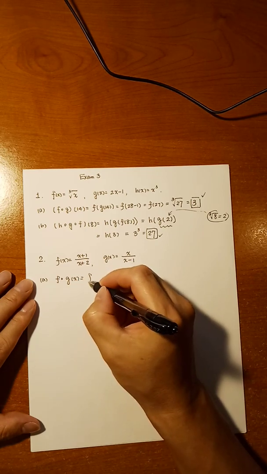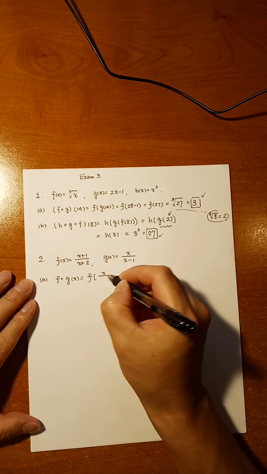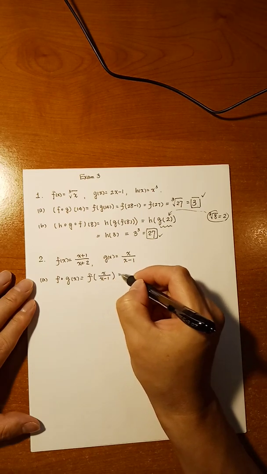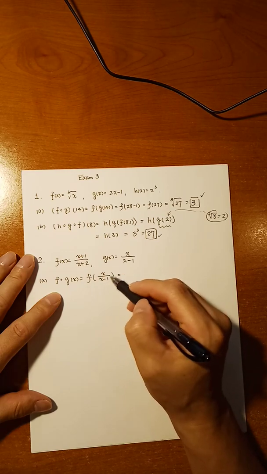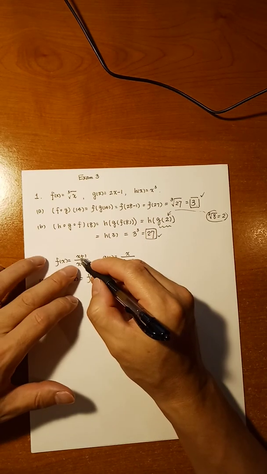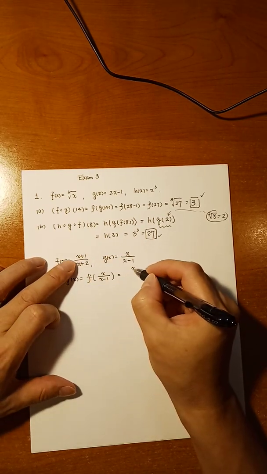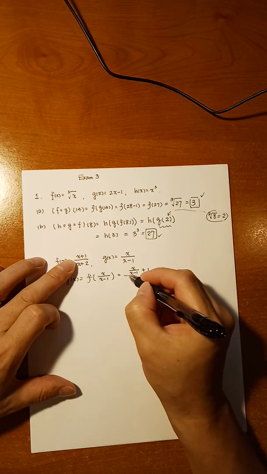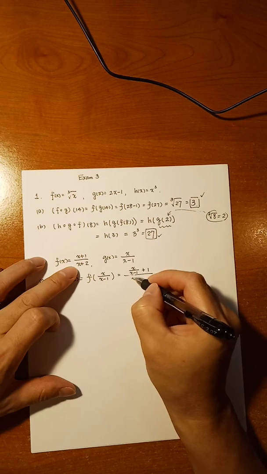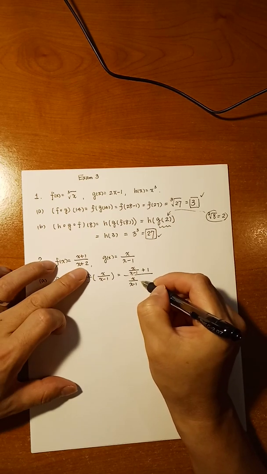f compose g, it is f of x over x minus 1. So in the expression of the f function, whenever you see x, you're going to write x over x minus 1. So the numerator x becomes x over x minus 1, and plus 1. Over the denominator, x is x over x minus 1 and then plus 2.